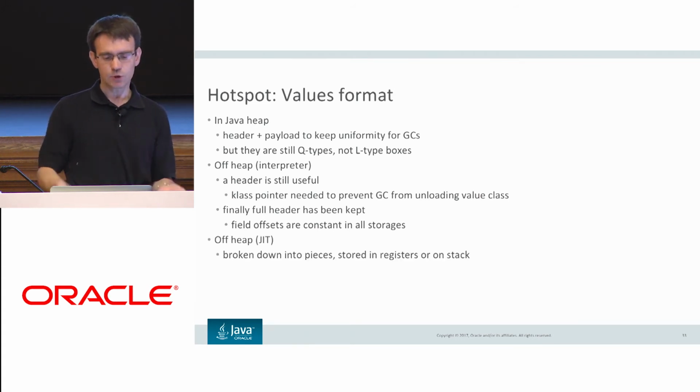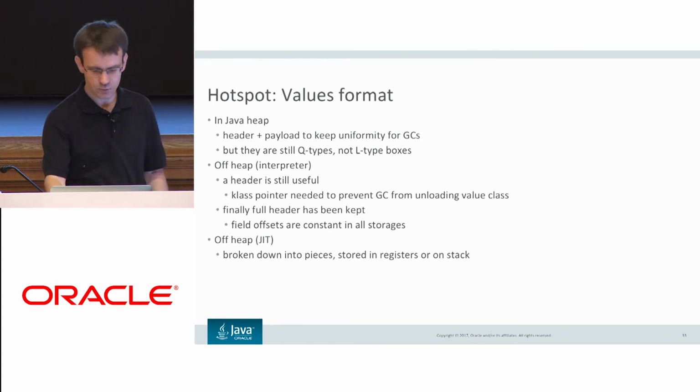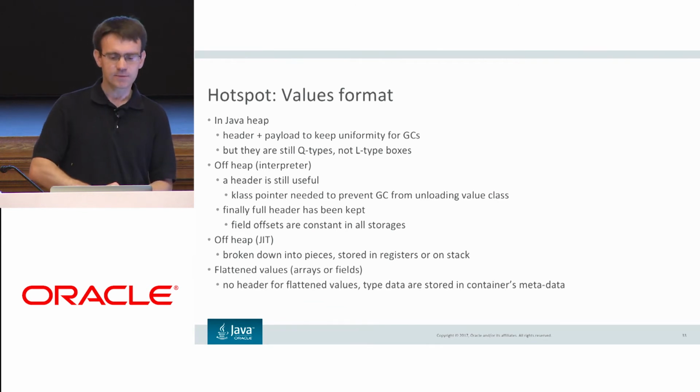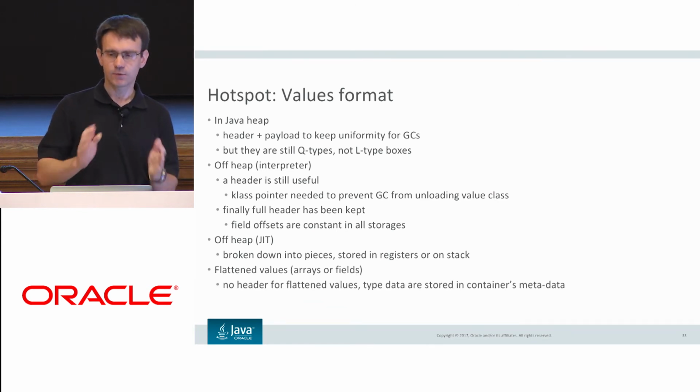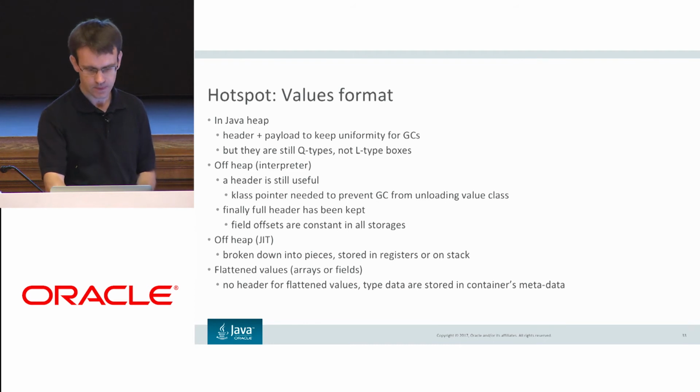Off-heap allocation performed by the JIT. Values are broken down into pieces, stored in registers and stack. This is the JIT's problem. Flattened values in arrays or fields: you find values packed without a header. If we need the type information, we retrieve it through the metadata of the container.